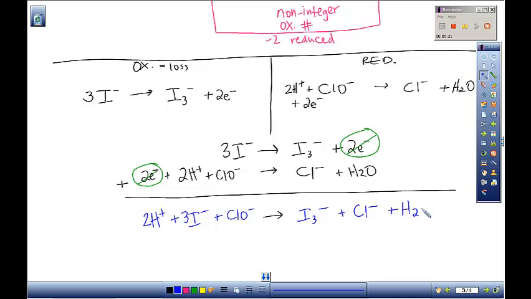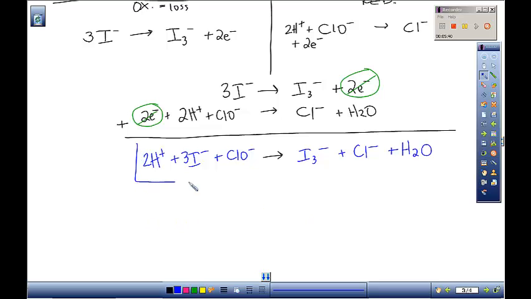So we want to check for atoms now. We have 2 hydrogens here, 2 here, 3 iodide, 3 iodide, 1 chlorine, 1 chlorine, 1 oxygen, and 1 oxygen. The charge overall is positive 2 and negative 4, so it's overall negative 2, and here overall negative 2 as well. So this is our final answer. And that's all.